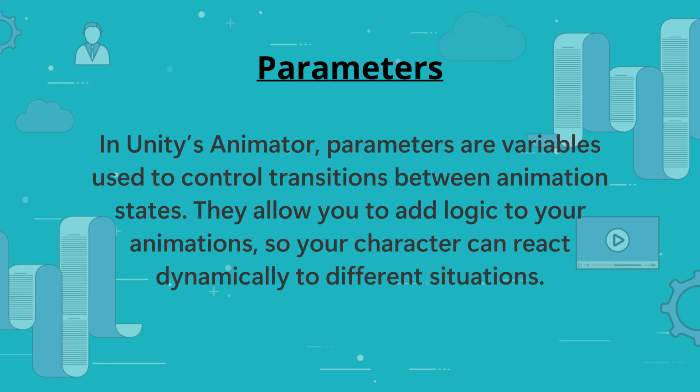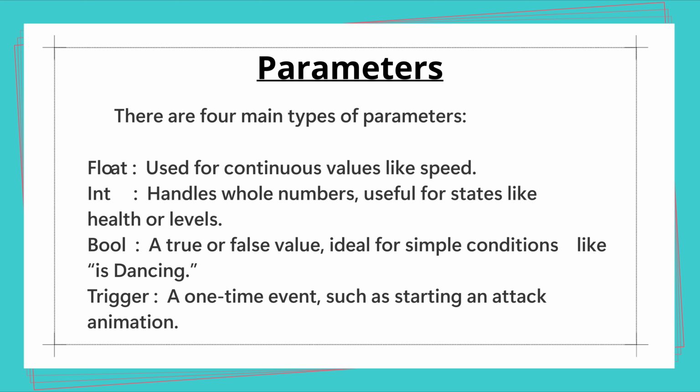In Unity's animator, parameters are variables used to control transitions between animation states. They allow you to add logic to your animations so your character can react dynamically to different situations. There are four main types of parameters. Float, used for continuous values like speed. Int handles whole numbers, useful for states like health or levels. Bool, a true or false value, ideal for simple conditions like isDancing. Trigger, a one-time event, such as starting an attack animation.